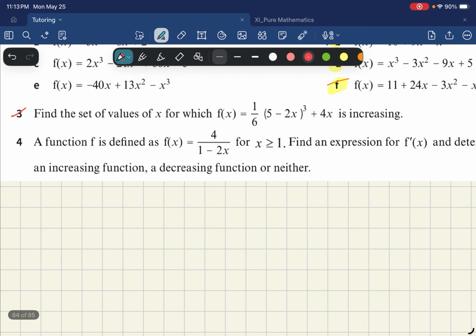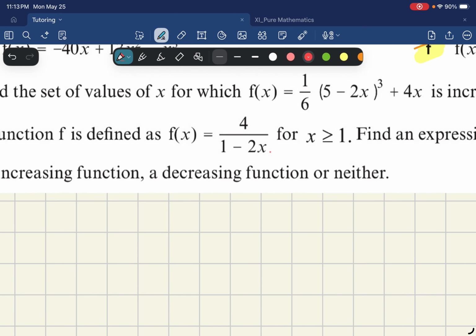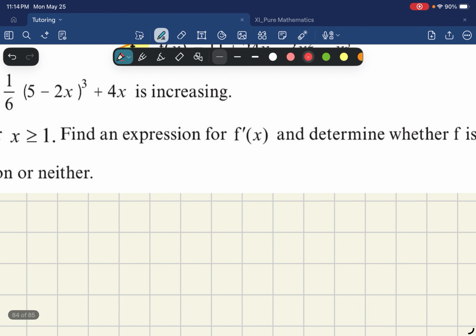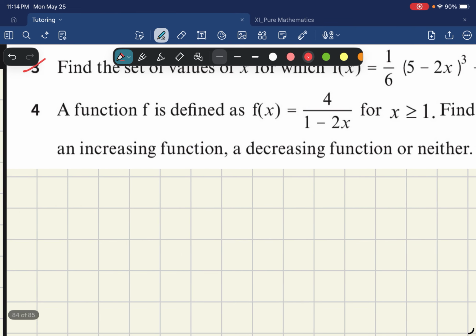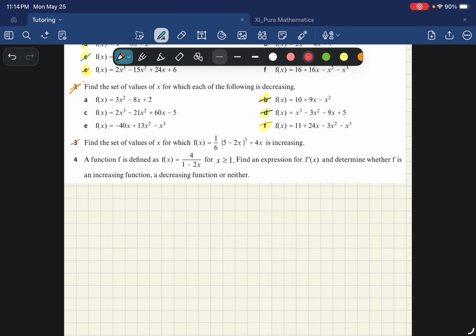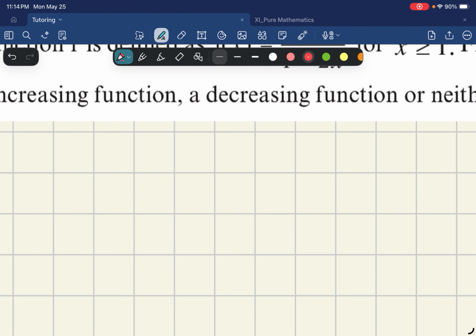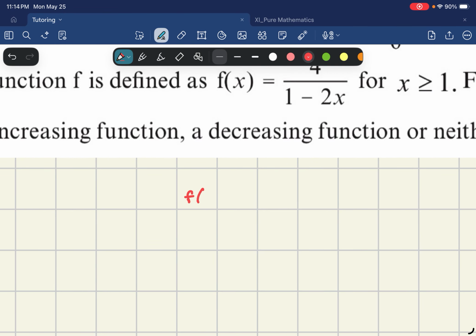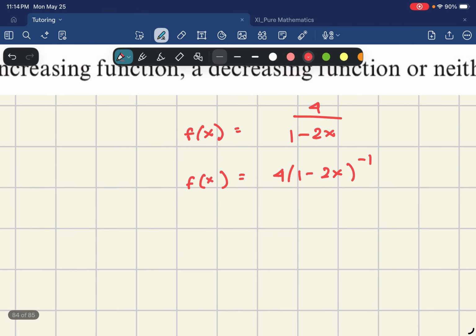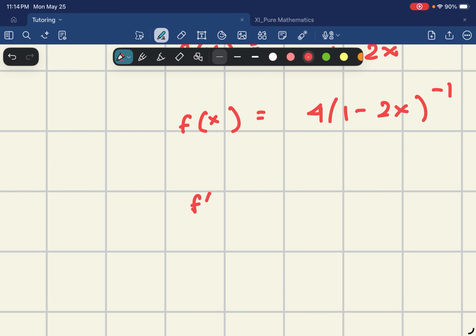Question 4. A function f is defined as f of x is this expression for x bigger than or equal to 1. We need to first of all find f dash of x and determine whether it's an increasing or a decreasing function. So we have f of x equals 4 over 1 minus 2x. If you want to find f dash of x, first of all, let me write this as 4 times 1 minus 2x to the power negative 1. So let's try to find f dash of x.